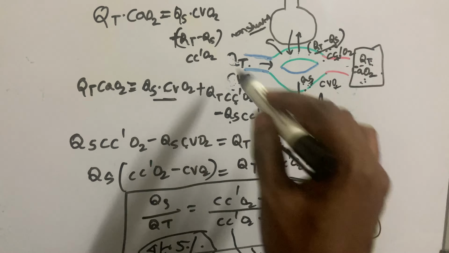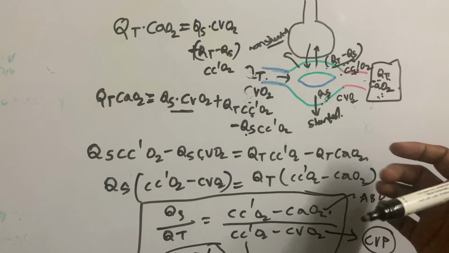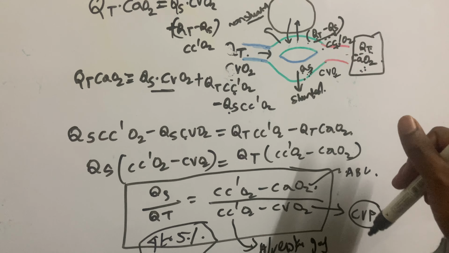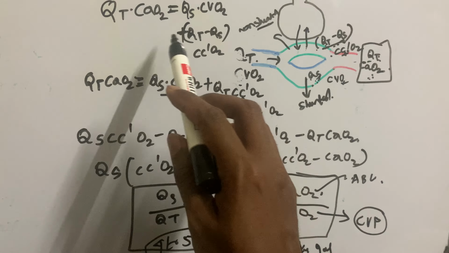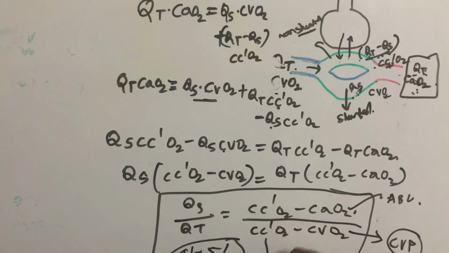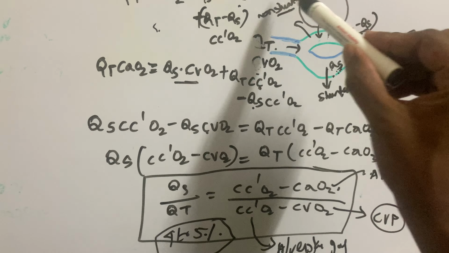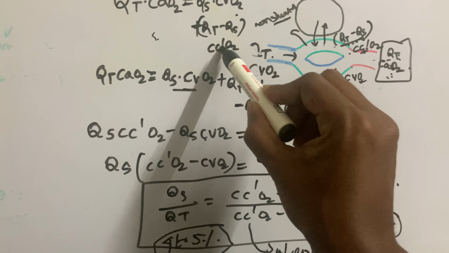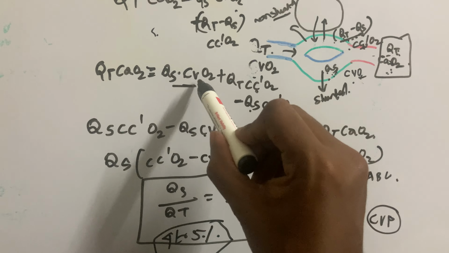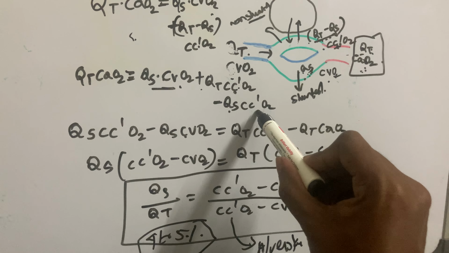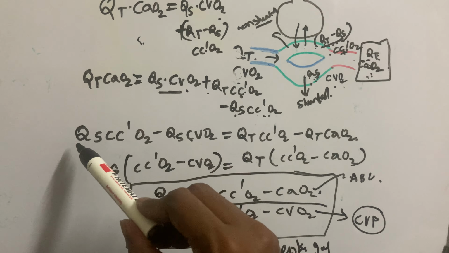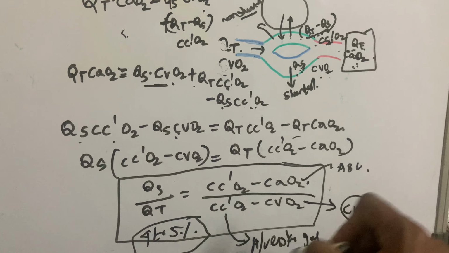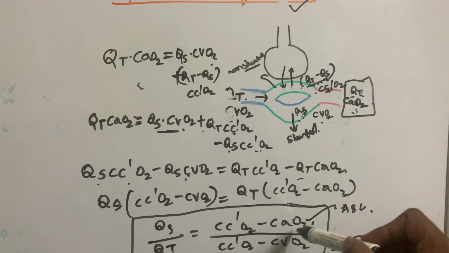This is a complicated equation, and I have made the derivation a simplified version. If you have any doubt, you can comment down and I will reply to your messages. To recap: the total flow through the arterial side, Qt into CaO2, is equal to Qs into CvO2, the flow through the shunted fraction, plus Qt minus Qs into C dash O2, the non-shunted fraction. So Qt CaO2 equals Qs CvO2 plus Qt C dash O2 minus Qs C dash O2. Take the shunted side to one side: Qs C dash O2 minus Qs CvO2 equals Qt (C dash O2 minus CaO2). Taking Qs as common, Qs by Qt gives you the final shunt equation.